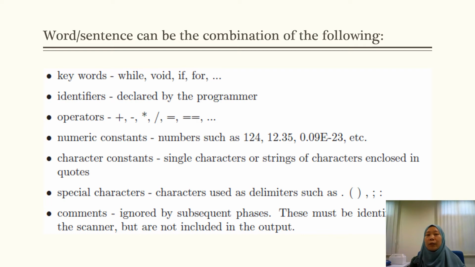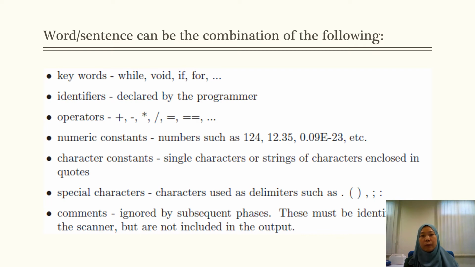Then we also can have identifiers. Identifiers are declared by a programmer. Any variable that you declare, constant that you declare, x, number, customer, any variables that you declare, we call them identifiers. Operators, plus, minus, multiplication, division, equals, the assignment statement, that is counted also as a token.